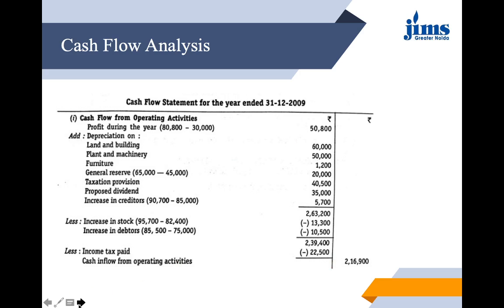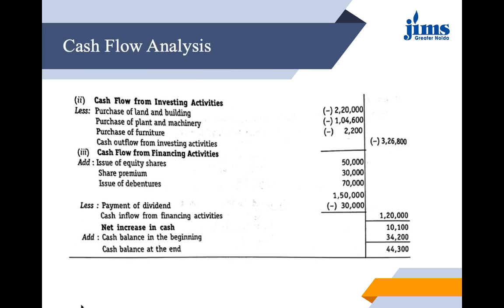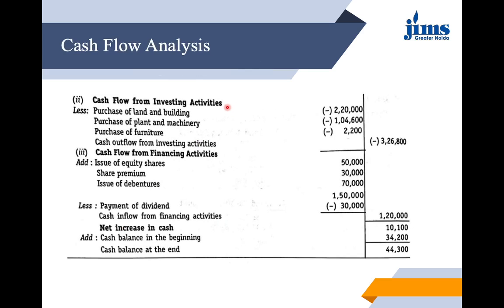Let us see the next steps further. We do have cash flow from investing activities, where we have purchased all these three assets. We have seen that from the ledger accounts, the working notes that we have prepared. So for that purpose, we have a cash outflow of investing activities of 3,26,800.